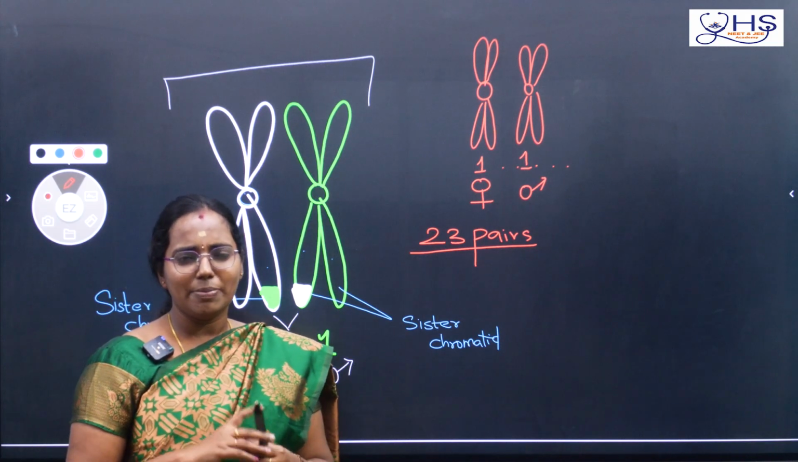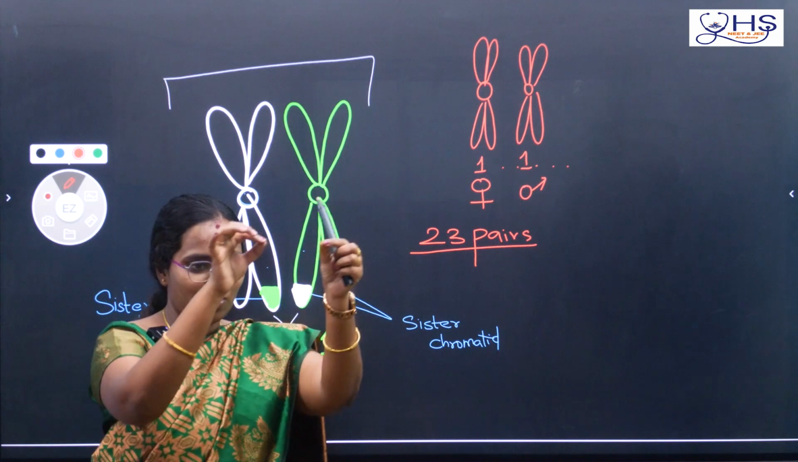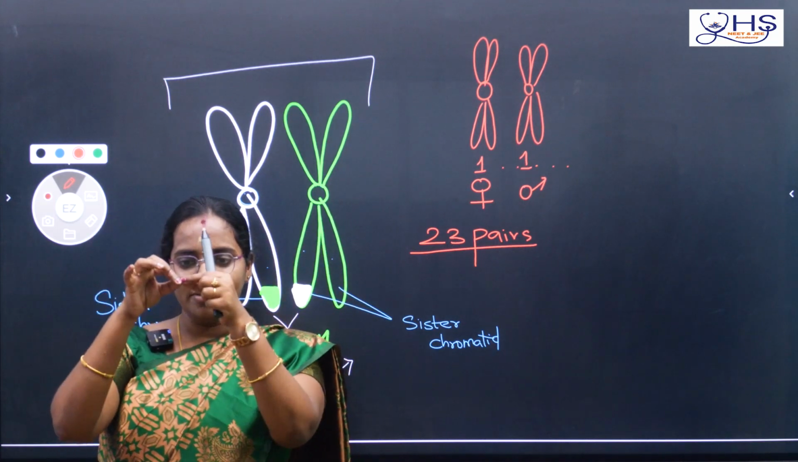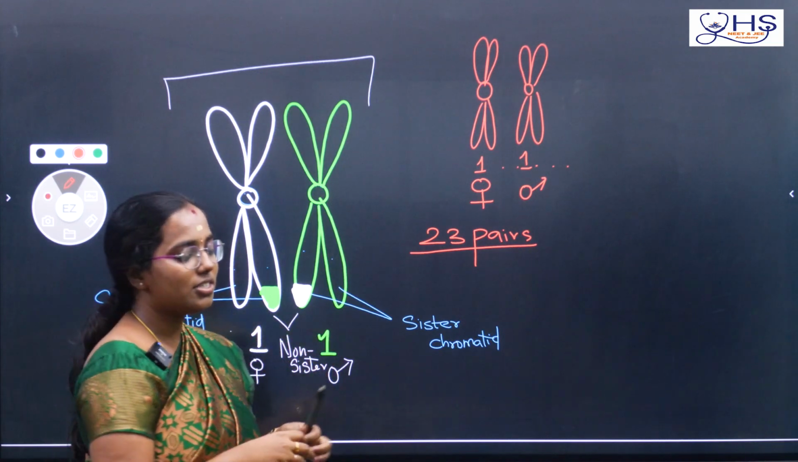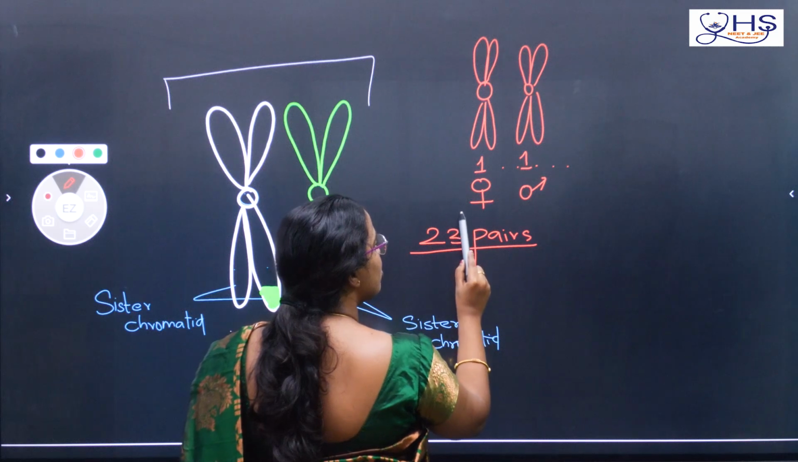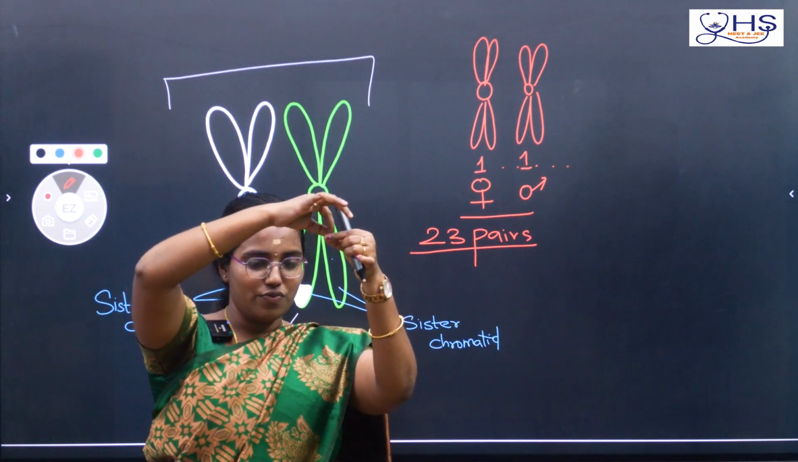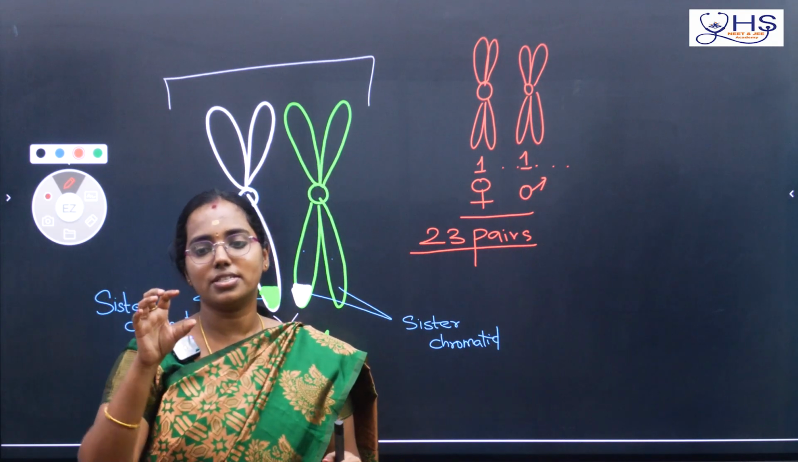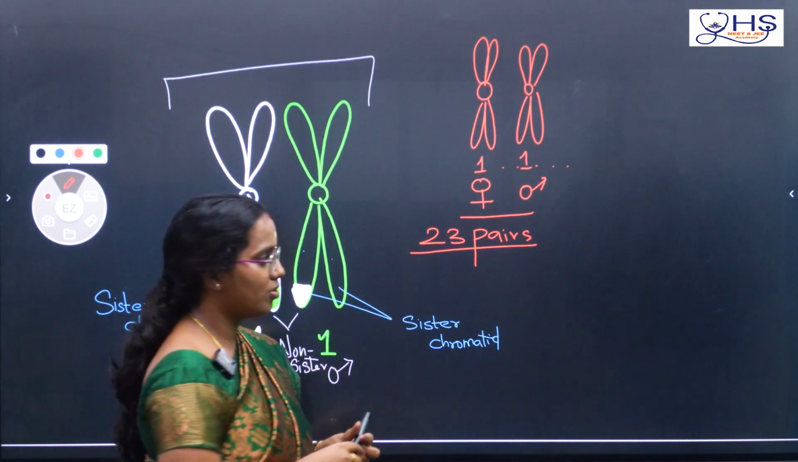Now what do you do? You hold these two and match them. Okay, one female, one male. This is called homologous chromosome. Now the chromosome 1 of mother is matched with chromosome 1 of father. Now these both are called homologous chromosomes.